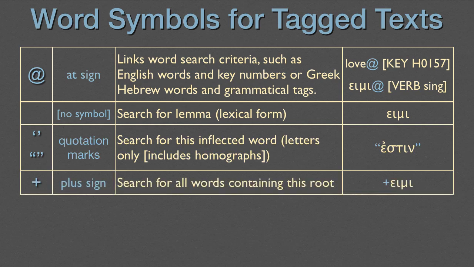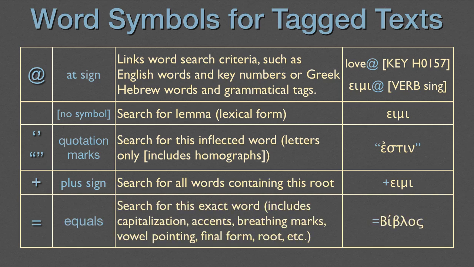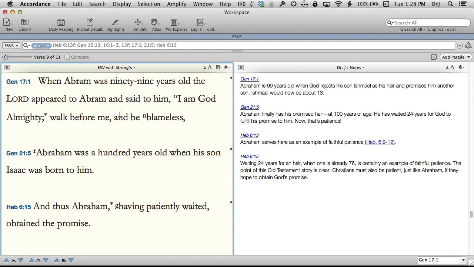A plus sign in front of a word searches for every word containing that root. Finally, the equals sign tells Accordance to search for this exact word, including capitalization, accents, breathing marks, vowel pointing, final form, root, etc. Together, these word search symbols allow us to find any word or combination of words we want. Word searches are undoubtedly the most common kind of search in Accordance. Flex search has been a big help, but it doesn't do everything.